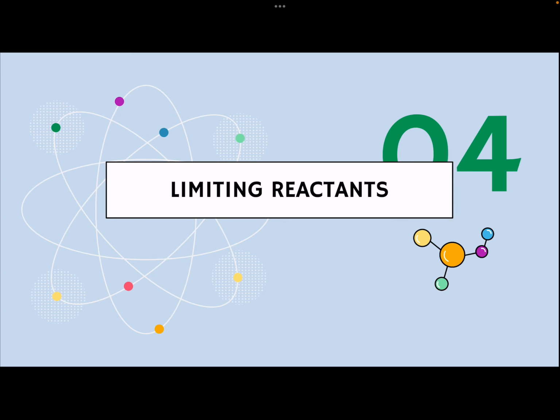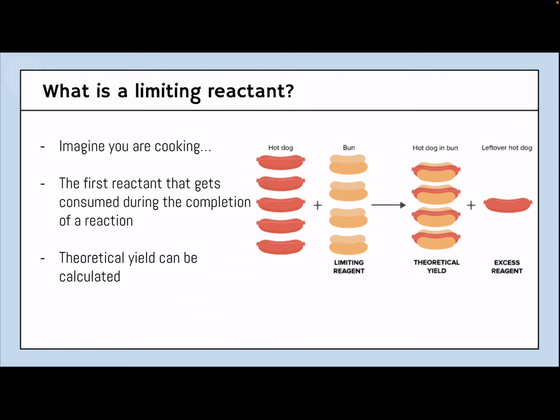And last but not least, limiting reactants. An easy way and the most common way that this concept is explained is through cooking. Imagine you're baking a batch of 10 cookies and the ingredients you need are 2 eggs, 3 cups of flour, and 3 cups of sugar. But you only have 1 egg. Would you be able to make the full 10 cookies? No. And in this case, the eggs should be considered your limiting reactant.